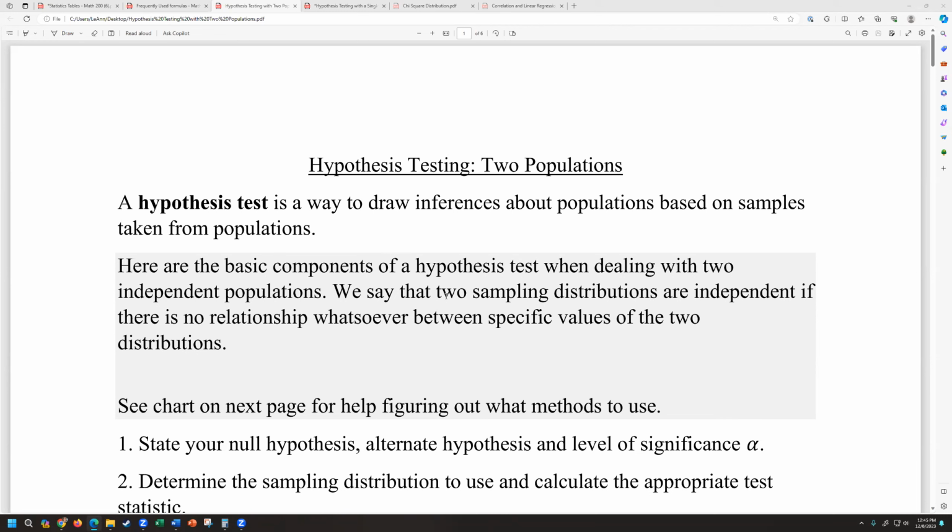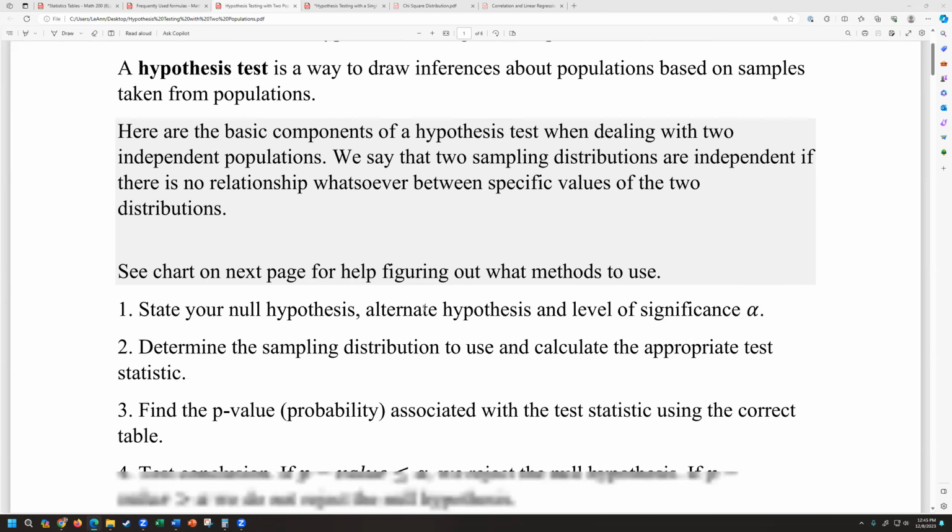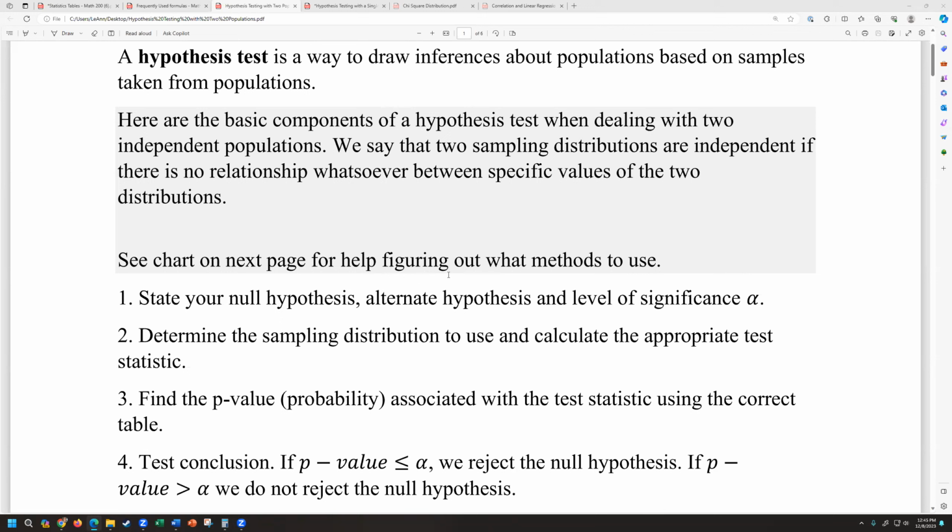We say that two sampling distributions are independent if there is no relationship whatsoever between the specific values of the two distributions. And then, like I said, we'll have a chart in just a second that summarizes the different ways. So we state our null and our alternate hypothesis, just like we did when we were doing a single population, except this time you have to have a mu1 and a mu2 or a p1 and a p2.